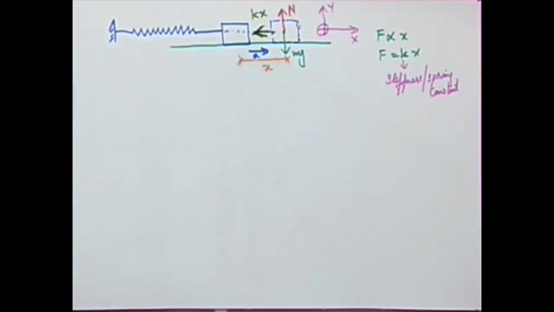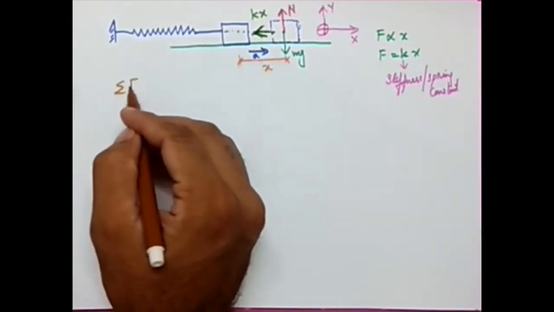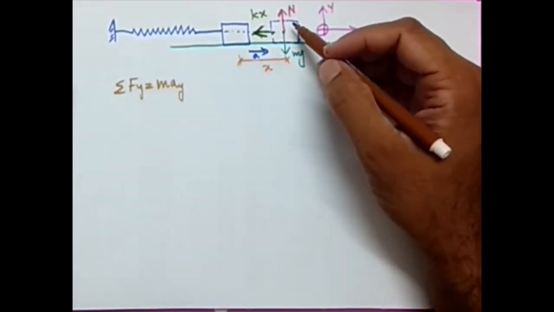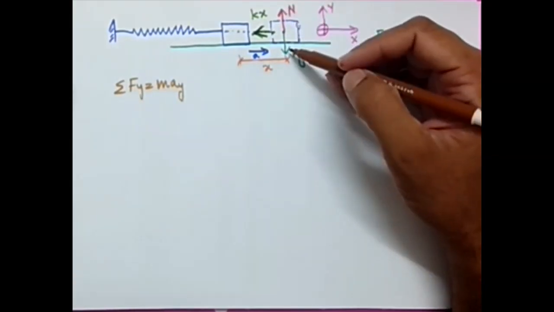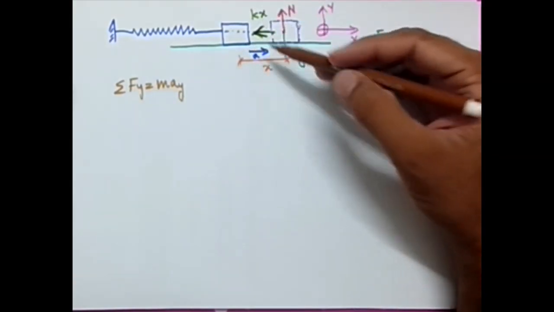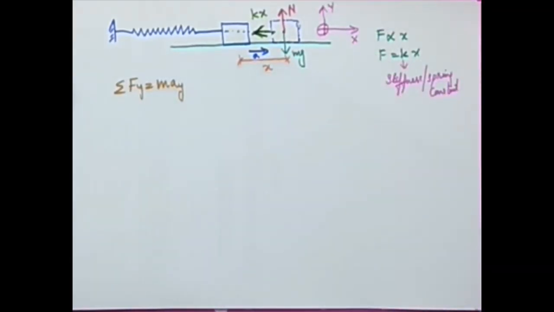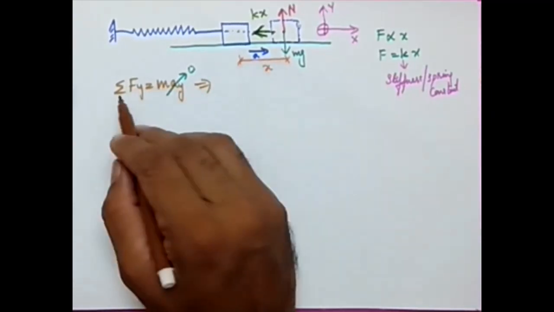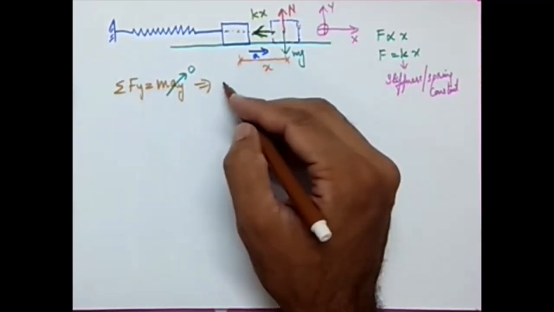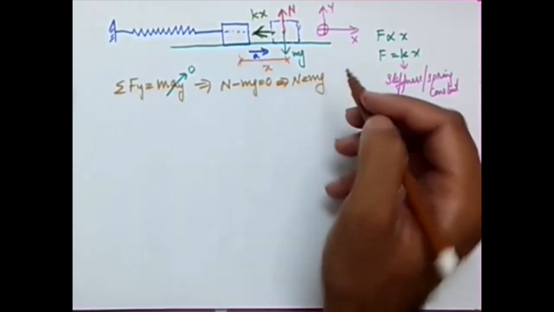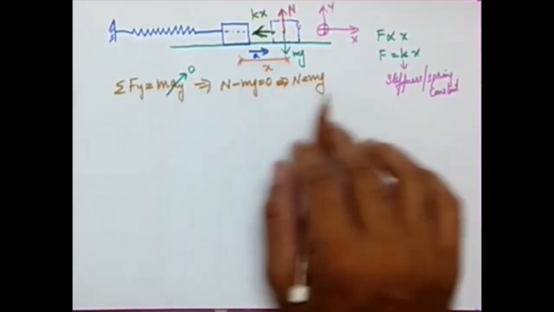Now I'm trying to write the expressions. First I'm trying with sigma Fy equal to m ay, the D'Alembert's principle. What is the magnitude of ay, the acceleration in the y direction? This mass is resting on this floor. There is no vertical movement as the floor is perfectly horizontal. That's our assumption. So the value of ay becomes 0. Which gives me sigma Fy, positive is upward, so N minus mg equal to 0, which implies N equals mg. That's the observation I'm getting from sigma Fy.